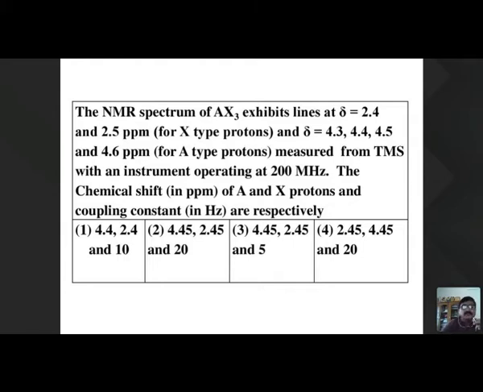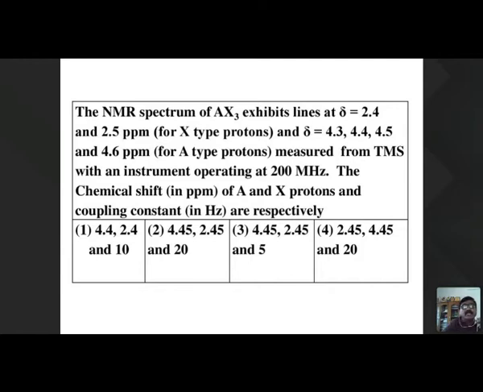Third is the answer. Okay, I'll explain. In the NMR spectrum of AX3 type, with an A proton and X3 protons, the A proton will not show a single line; it will be split by the neighbors. Because there are three neighbor protons, they show 2nI plus 1, that means four different magnetic orientations. So the single line is split into four, a quartet for the A proton. Exactly the single line should be between 4.4 and 4.5. Therefore the correct chemical shift is 4.45 for the A type proton.